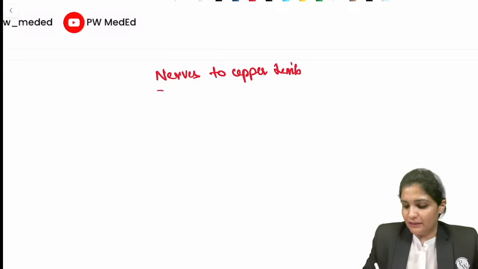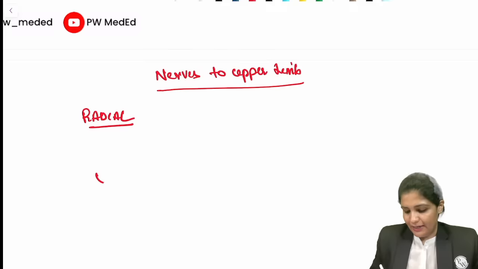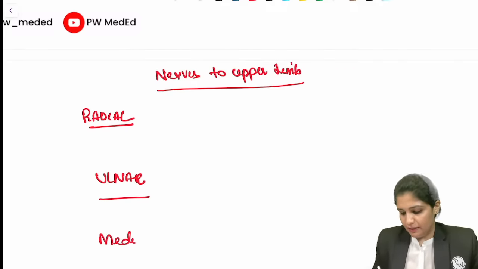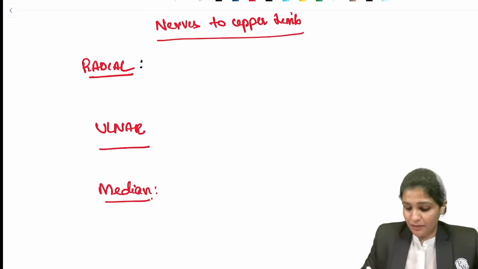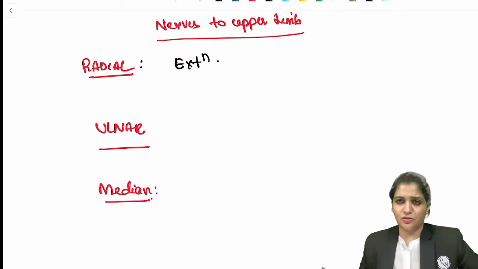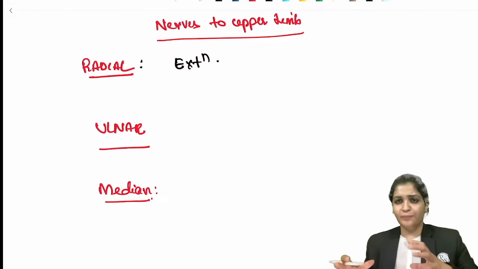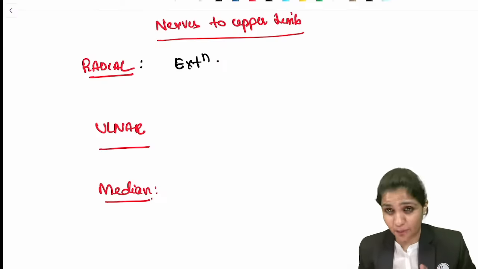So there are three nerves. First is your radial nerve. Next is your ulnar nerve, and next is your median nerve, right? The radial nerve supplies the muscles of extension. So simply remember all the muscles of extension: your extensor carpi radialis longus, extensor digitorum, all the extensors. If the name is extensor before any muscle, it is supplied by the radial nerve without any doubt, right?